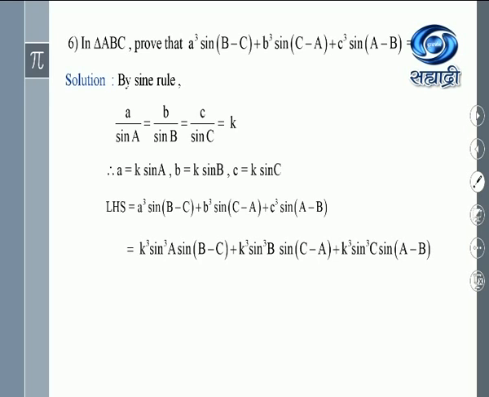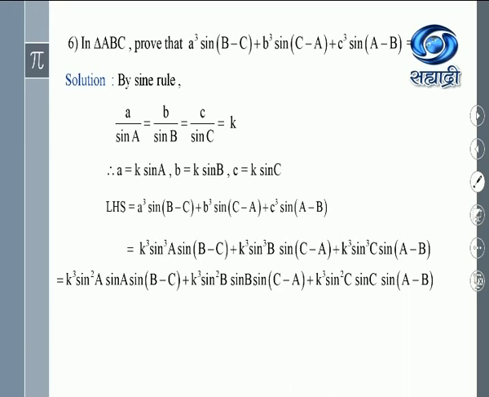I think you are getting all the steps. Now look at the terms: k cube sine cube a into sine of b minus c, k cube sine cube b sine of c minus a, k cube sine cube c sine of a minus b. Now from these 3 terms, if we concentrate on the first term, look at the first term only.